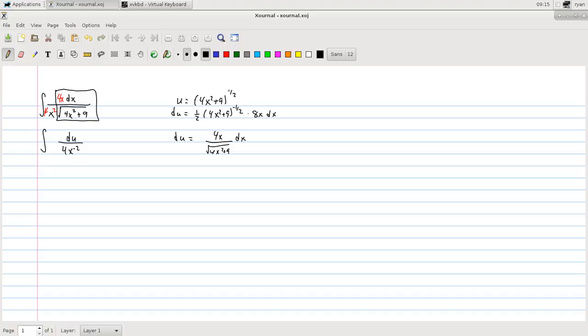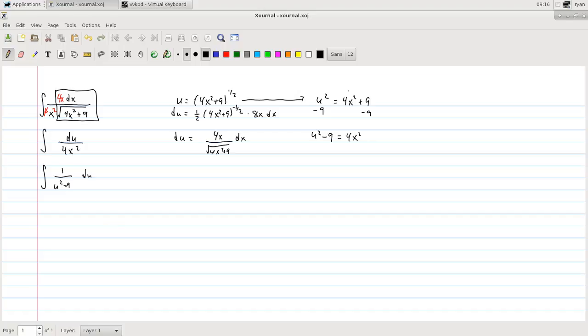However, we have a mixture of u's and x's, so at this stage we need to go back to the original substitution and solve for x, or at least for 4x squared. So from here we can square both sides of this equation, and we've got u squared equals 4x squared plus 9. And we want to solve this for 4x squared because that's what appears in the integral. So if we subtract 9 from both sides of the equation, we've got u squared minus 9 equals 4x squared. We can now replace the 4x squared in the integral with u squared minus 9. So this is the integral of 1 over u squared minus 9 du.